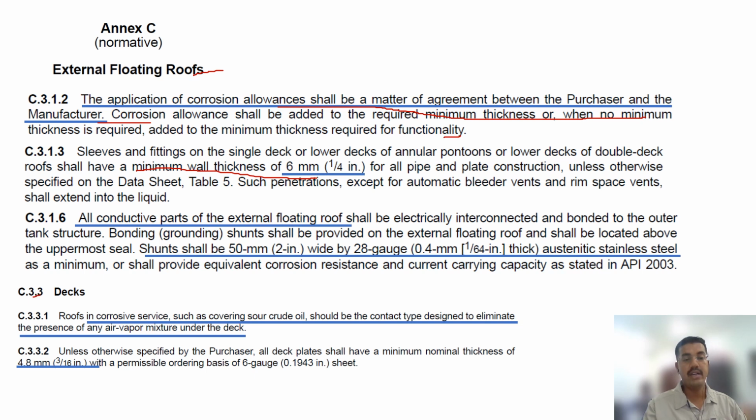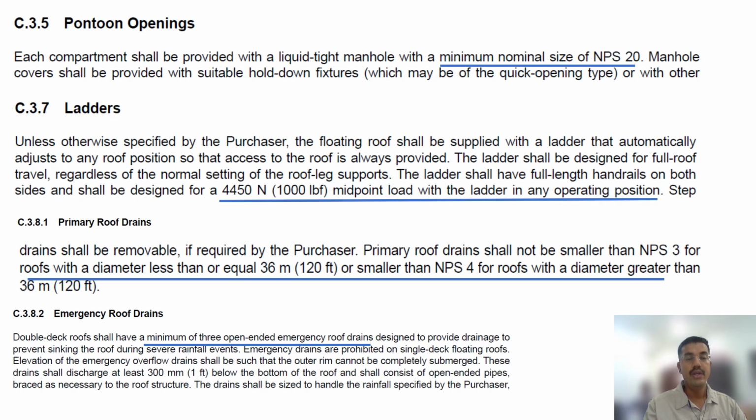Okay, decks, what are the requirements? Conductive part of the external floating roof, what is the requirement? Seams shall be 50 mm or 2 inch wide by 28 gauge austenitic stainless steel minimum. Seams, it is saying, means even though there is a CS tank, the seams should be austenitic stainless steel. That's what it is asking, for external floating roof. Pontoon openings: pontoon is something which is attached to the roof, the floating roof. The pontoon minimum nominal size is NPS 20.